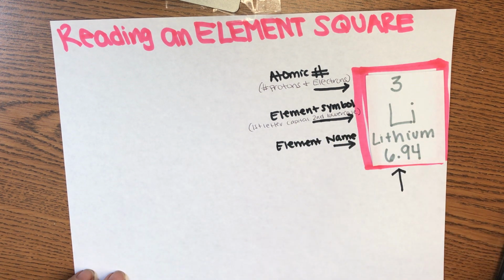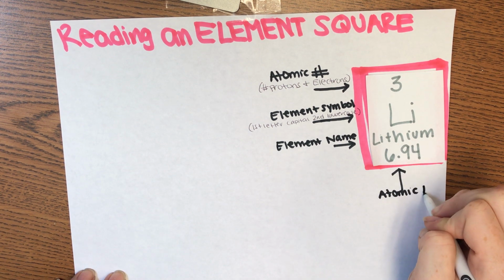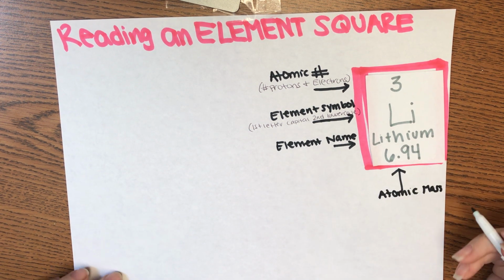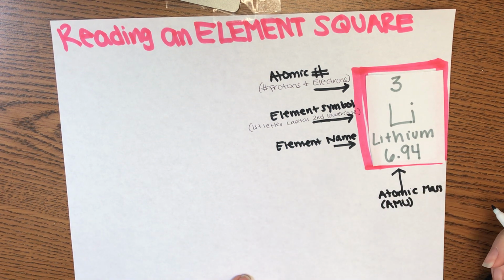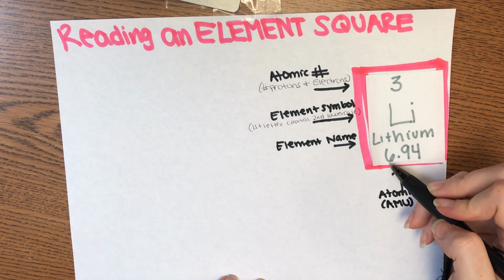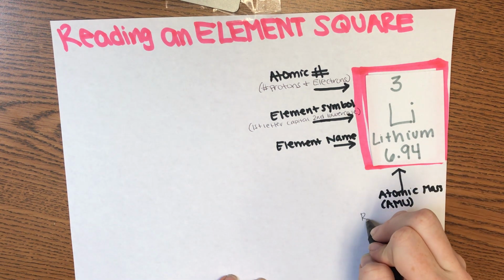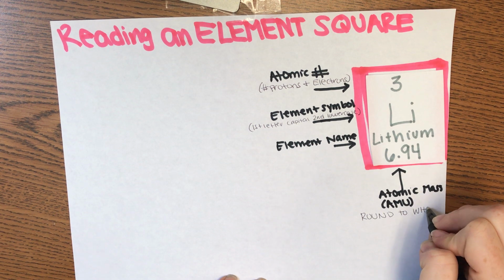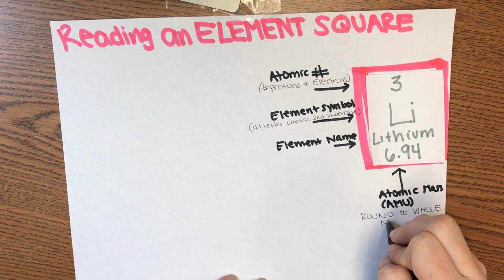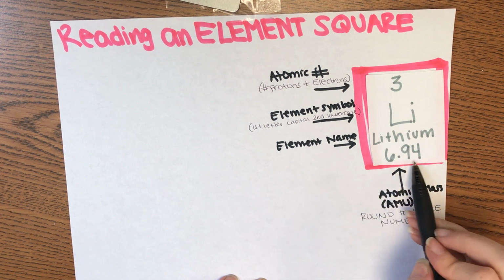Here at the bottom is the atomic mass, which is the mass of the atom. And remember, we've already learned that we weigh our atoms in AMU. Something that's really important here in 8th grade is that we use the atomic mass, but we always round it. I'm going to write this to the whole number. We round to the whole number for all of our atomic mass.